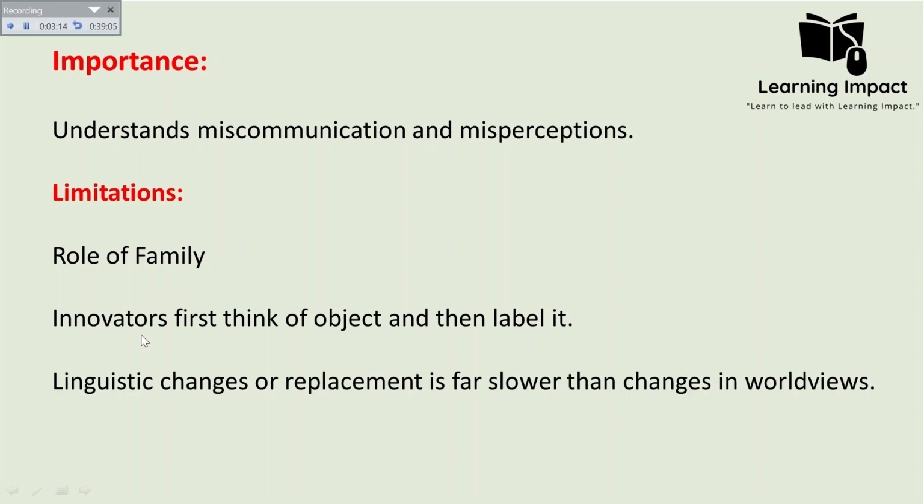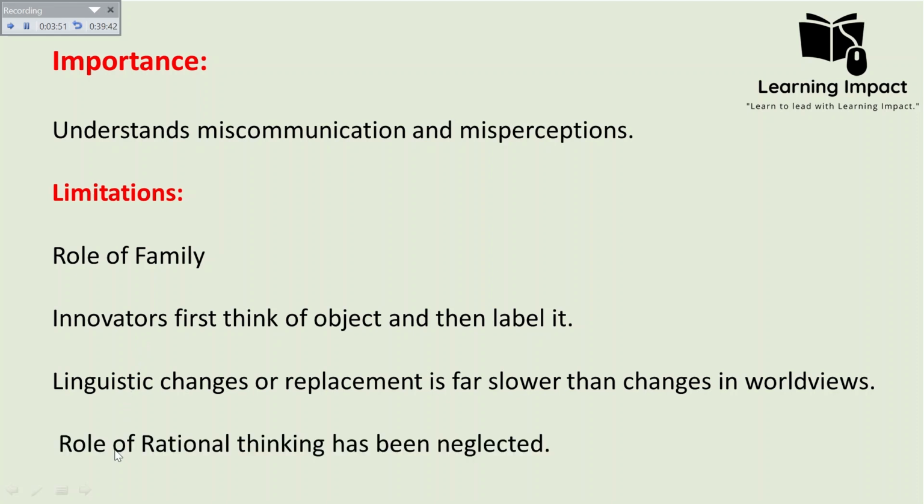Okay, so the other limitation is that linguistic changes or replacements are far slower than changes in worldview. If we believe that language and worldviews are tightly intertwined, as stated by the Sapir-Whorf hypothesis, then why are linguistic changes far slower than changes in the perceptions of the worldview? Worldview perceptions can change rapidly. Our point of view and perceptions change abruptly as compared to linguistic changes. So these are the issues which haven't been addressed by the Sapir hypothesis.